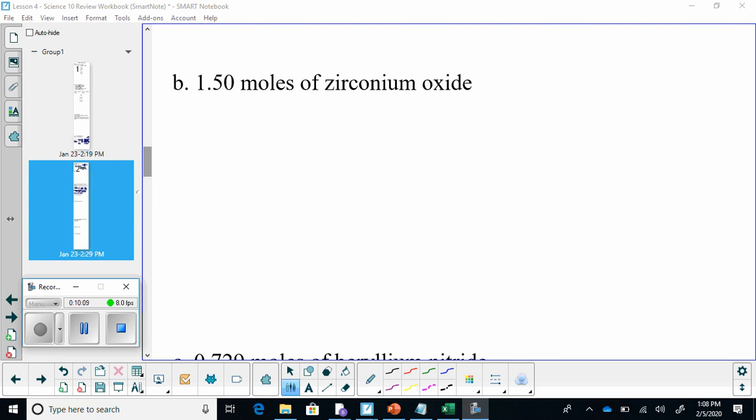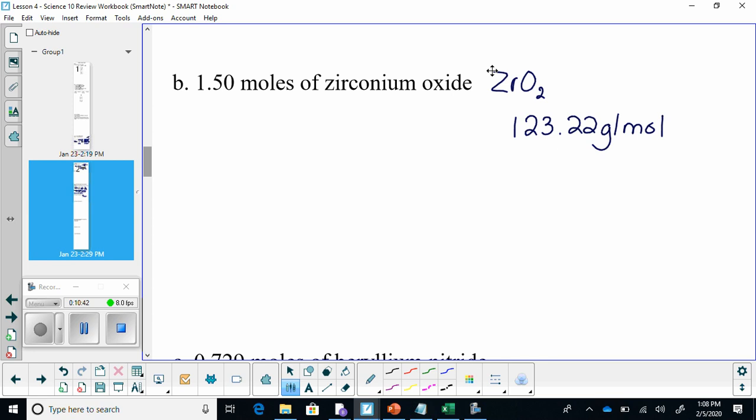First thing we need to do is what? Write a chemical formula. Good. The chemical formula for zirconium oxide is ZrO2. Then what do we do? Find molar mass. Molar mass of this compound is 123.22 grams per mole.